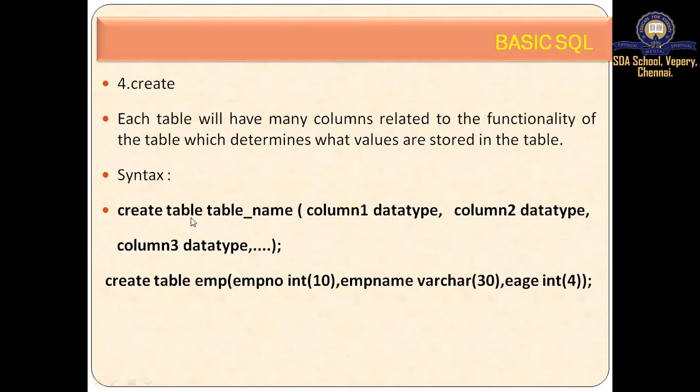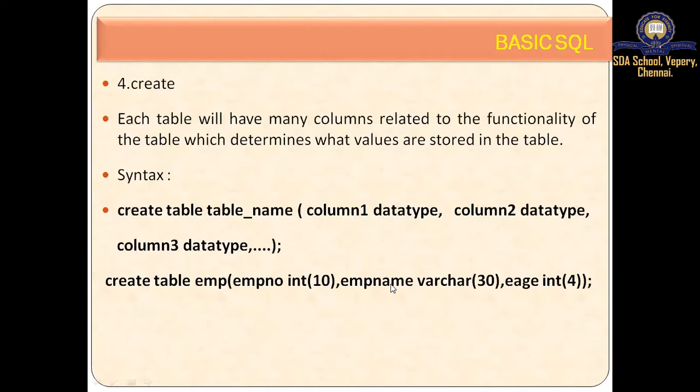So I'm going to match the syntax. First the create keyword, then the table keyword, then the table name. What's the first column name? Employee number, data type int. Sir, why are you saying int here? You all know the employee number will be numeric, so I'm saying the data type is int. Int means values without any floating point number. Int of 10: the employee number can have up to 10 digits.